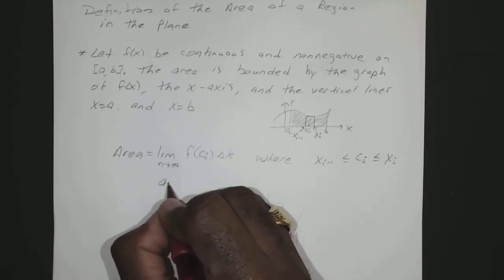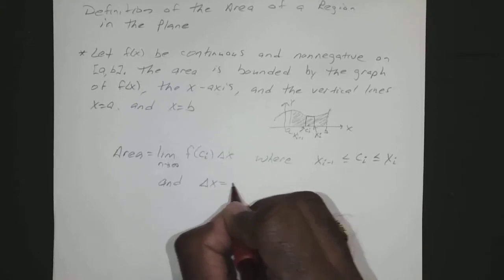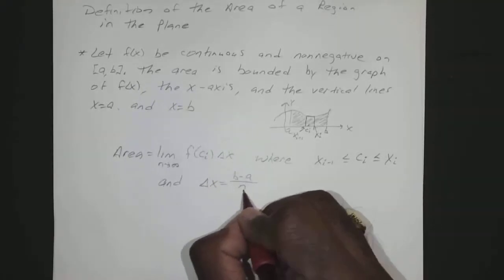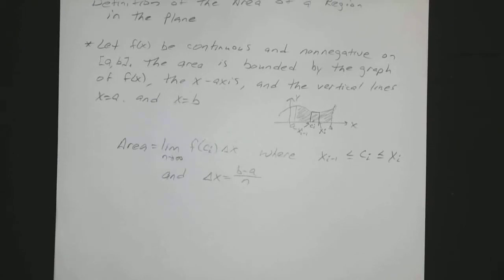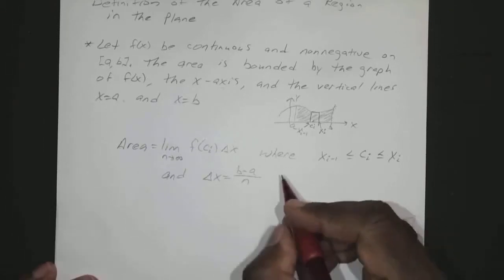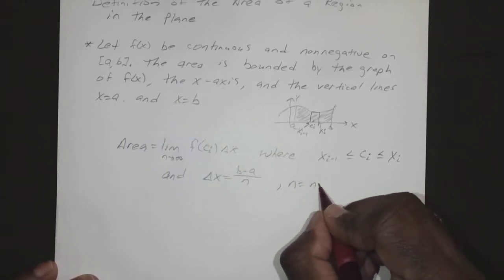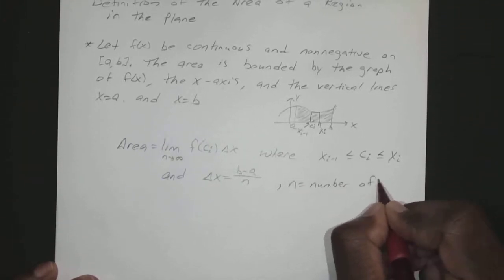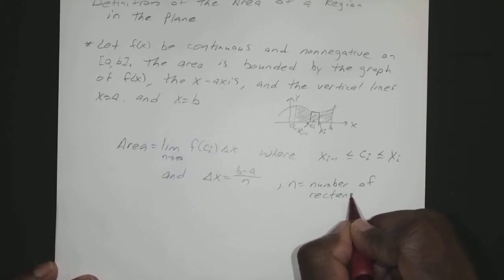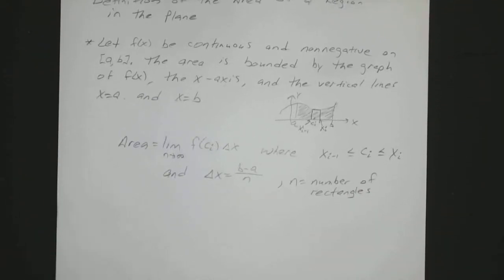Oh, forgot this part. And delta x equals b minus a over n, which is just the width of each rectangle. And n is the number of rectangles. Okay, so that gives the definition of the area, which leads to an overall general definition. Pretty similar, but tweaked a little bit.